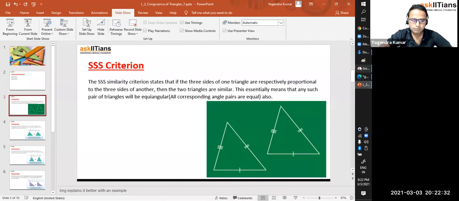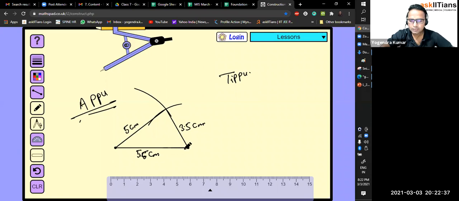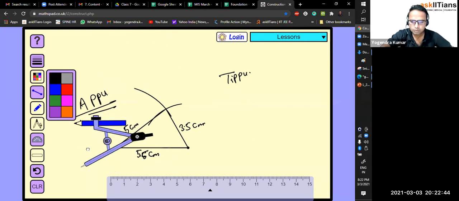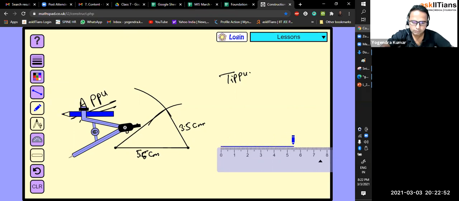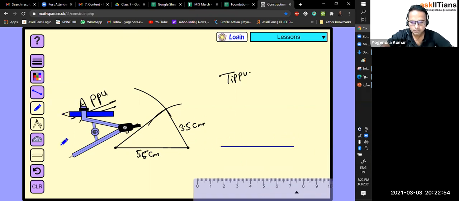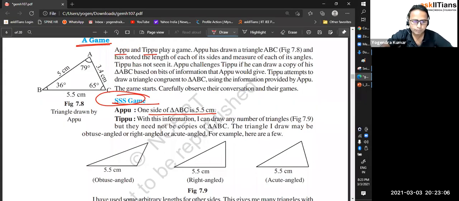Tipu says, okay, Appu said that I have a triangle with this side 5.5 centimeters. So now Tipu can draw what? He can draw 5.5 centimeter like this. And now what is the thing here? He can make so many triangles over it, right? Appu said 5.5 centimeter, he has drawn it, and he can make so many triangles. But now what further should he do?